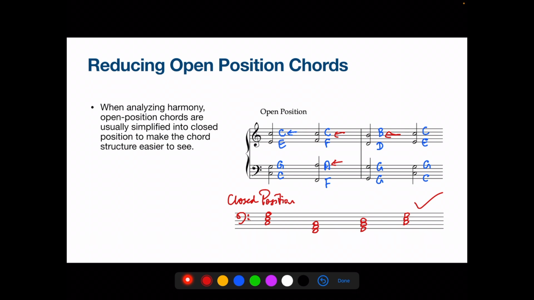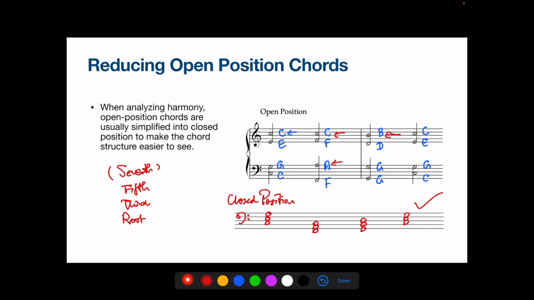Now, I didn't really include this in the slide, but there are a few exceptions. In Western harmony, we usually have the root, the third, the fifth, and then the seventh, in the case of a seventh chord.